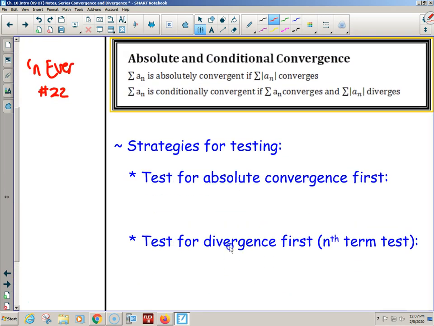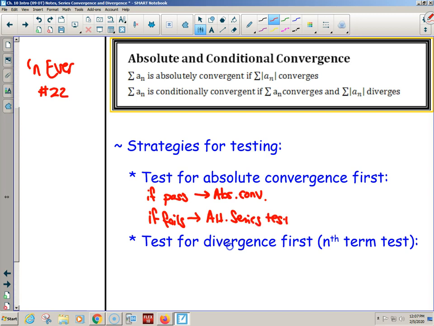And that's kind of what I'm talking about down here. You could go looking for absolute, and if it passes, then it's absolutely convergent and we're done. That was the shortest, most efficient way of getting there. But if it fails, now we have to go do the alternating series test.